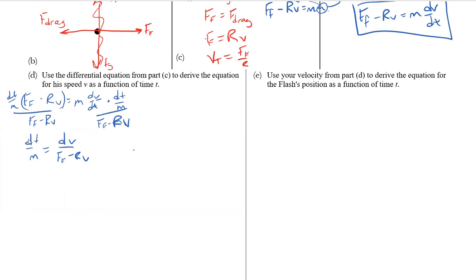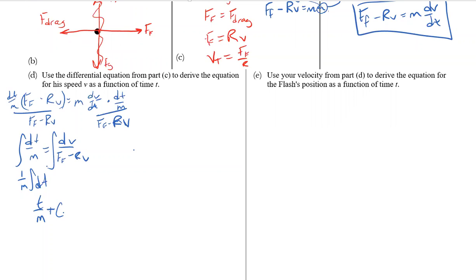Okay, so the next step then would be to integrate these. If the m is constant, I can pull it out, and remember that the integral of dt is just going to be t. So on the left side, I end up with t over m. This is technically an indefinite integral, so I would need to add a constant to that.